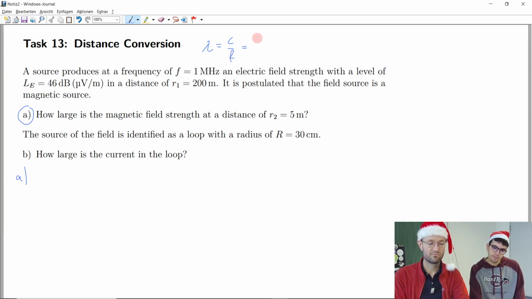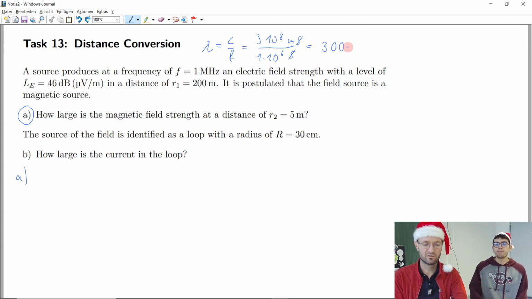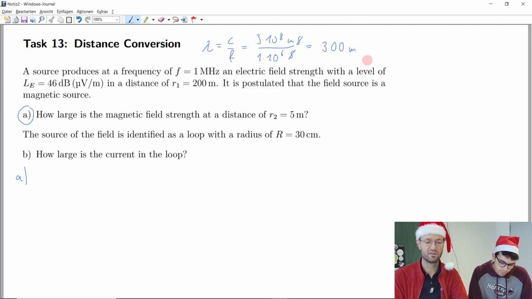And what was the value of c? 3 times 10 to the power of 8 meter per second. And the frequency here is 1 megahertz. So mega is 10 to the power of 6 and hertz is 1 over second. So now in this case, we get 300 meters. Before we had 100 meters for 3 megahertz. For 1 megahertz, we get 300 meters. So this is the wavelength.